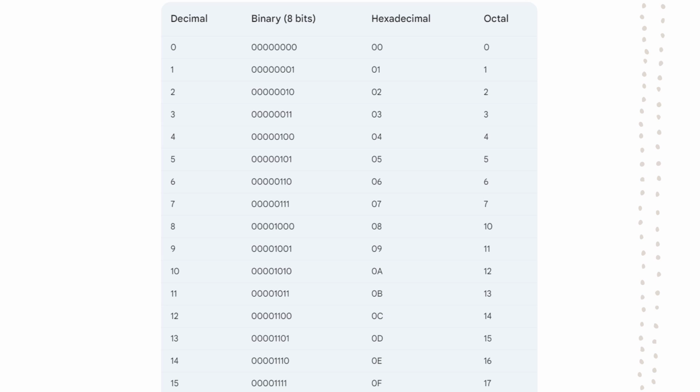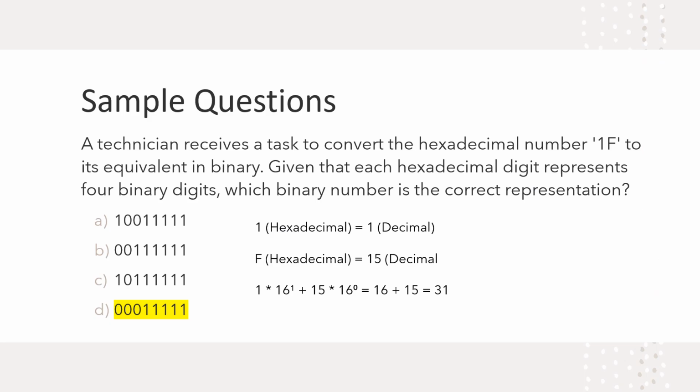All right, let's look at a couple of actual samples here though. What do these samples look like? So some sample questions, something that you could definitely see on the Tech Plus exam. A technician receives a task to convert the hexadecimal number 1F to its equivalent in binary. Given that each hexadecimal digit represents 4 binary digits, which binary number is the correct representation?